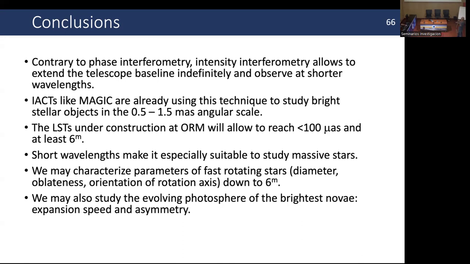These kinds of observations at short wavelengths are good for massive stars, as I showed. We hope to characterize the parameters of fast rotating stars down to 6 magnitude. So there are a lot of targets that we could look at. We also expect to see the expanding photosphere of the brightest novae, and measure the speed and the asymmetry. Thank you.